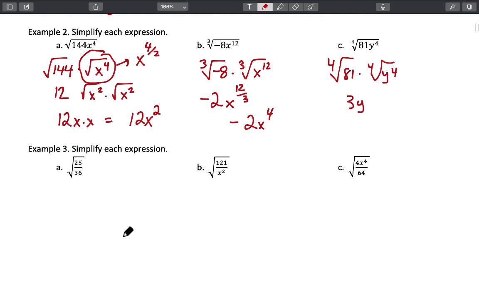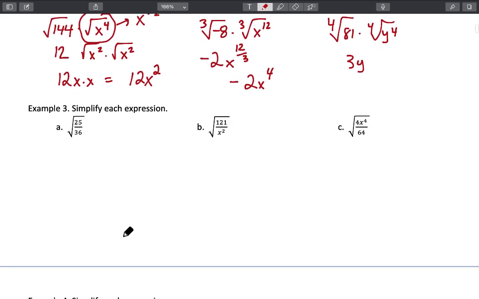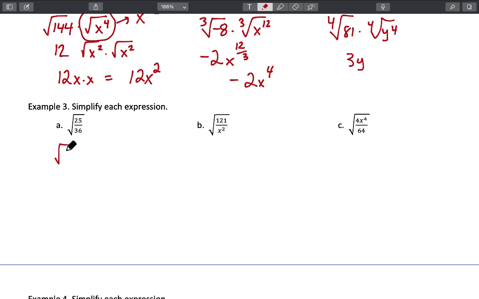Let's use our quotient property to simplify each expression here. I've got the square root of 25 divided by the square root of 36. We know both of those off the top of our head. That simplifies to 5/6. How about the square root of 121 over the square root of x squared? That gives me 11 over x.